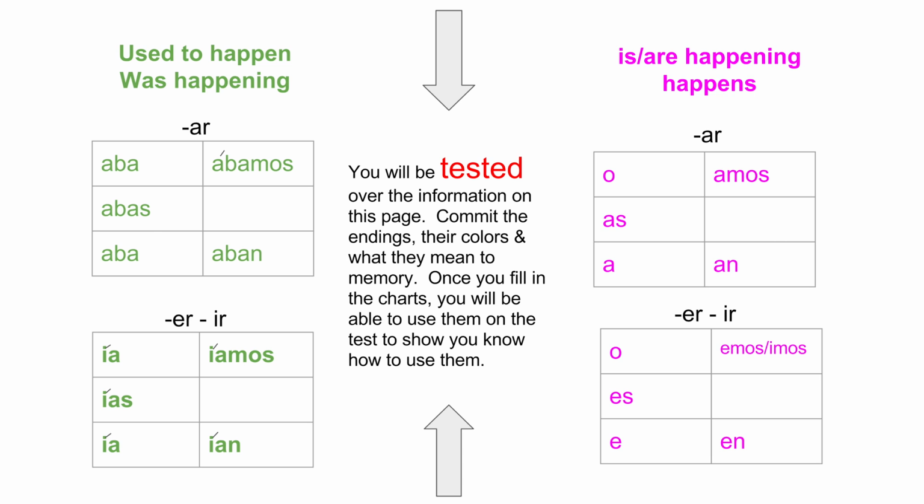Okay, clase. So study your notes. Replay this if you need to, because you will be tested. I repeat, you will have a test over this information. You have to commit these endings and their colors and what their color represents. You have to commit that to memory. Okay, I'll give you a blank chart. You can fill it in. And then once you have it filled in, you're going to show me you know how to use these endings. You're going to show me you know how to apply these endings, just like we did on the practice sheet. So commit these to memory.